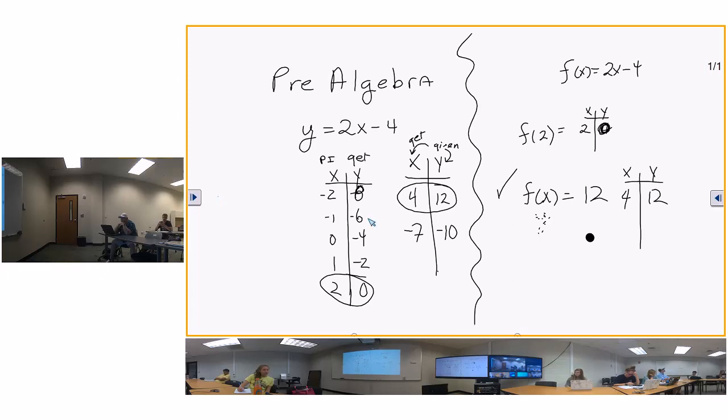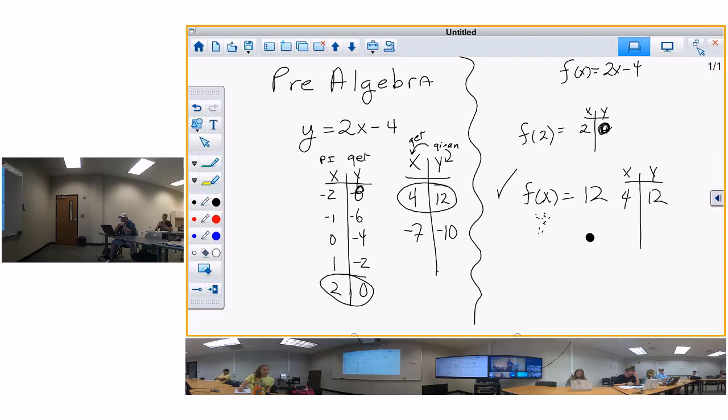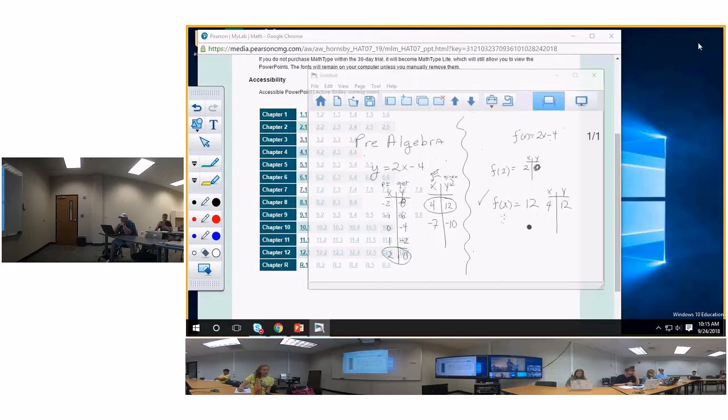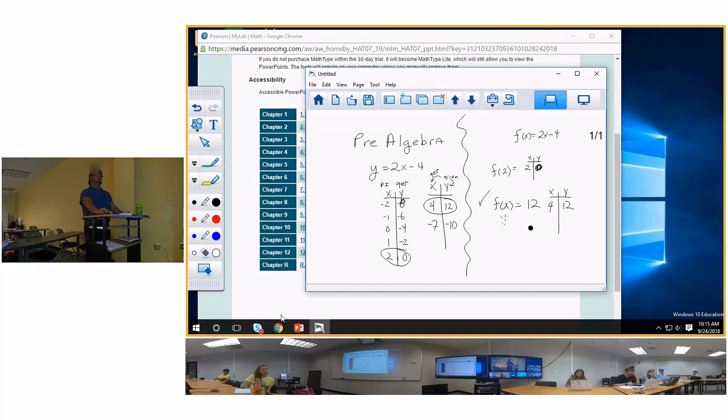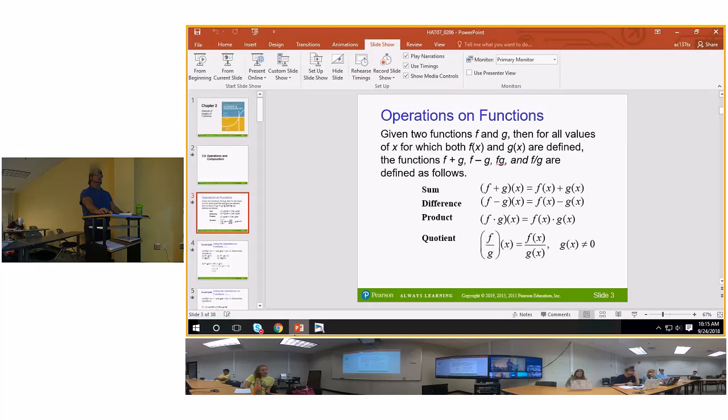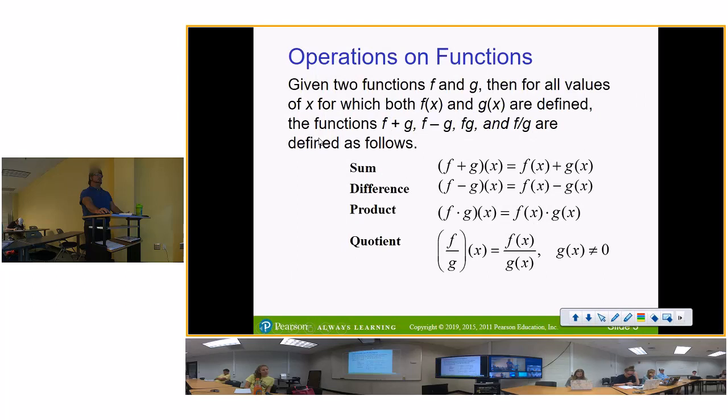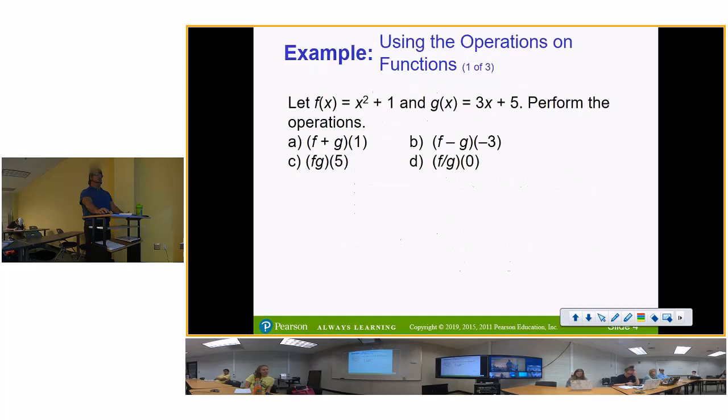So, now with that being said, let's look at our handy-dandy PowerPoint and let's see if I missed anything. I always like to do the PowerPoint, just to make sure I haven't missed anything. So let's hit from current slide, and I'll just hit enter. We talked about the different operations. Okay, let f of x be equal to x squared plus 1 and g of x equal to 3x. All right, go ahead and do this.